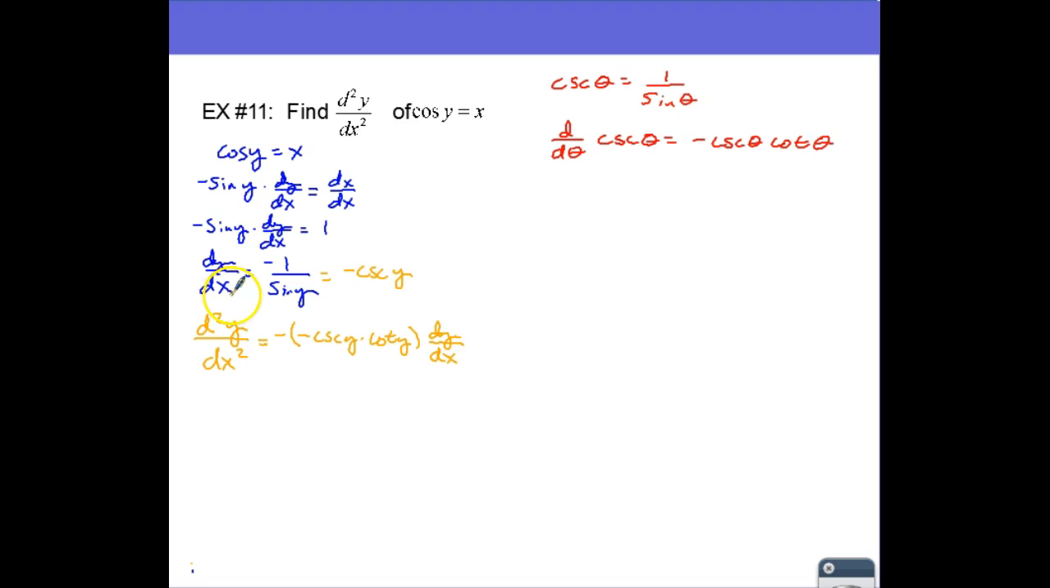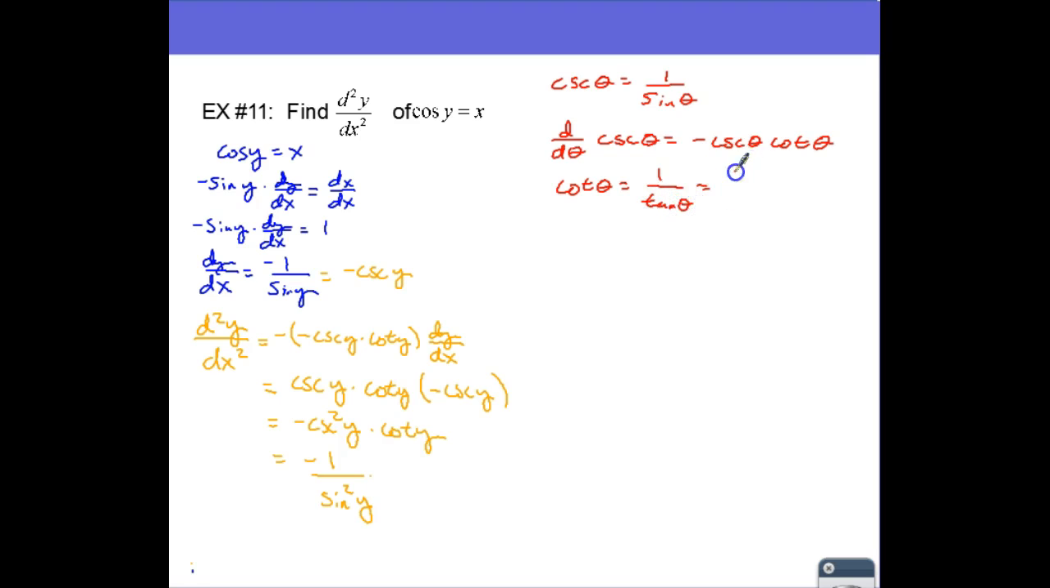And so I'm going to go back to my dy/dx and substitute negative cosecant y. So this gives us a positive cosecant y times cotangent y times cosecant y. That's going to give us negative cosecant squared y times cotangent y. That's going to give us, let's see, negative 1 over sine squared y times, and cotangent theta is equal to 1 over tangent theta is equal to cosine theta over sine theta, so cosine y over sine y, and that is equal to negative cosine y over sine cubed y, and that is the second derivative of y with respect to x.